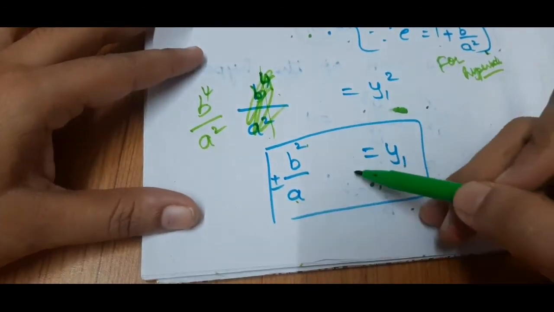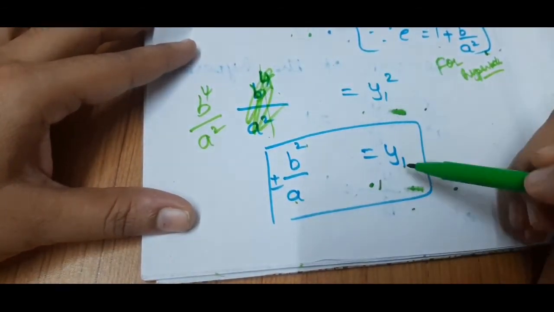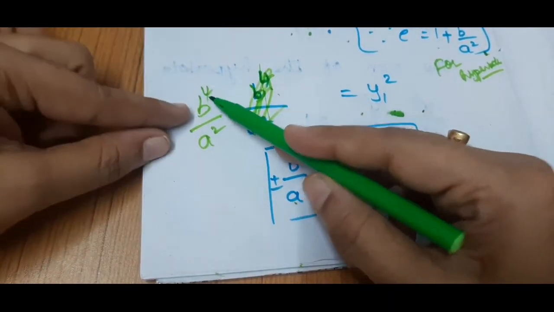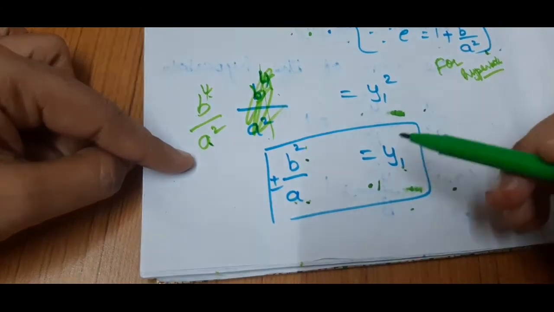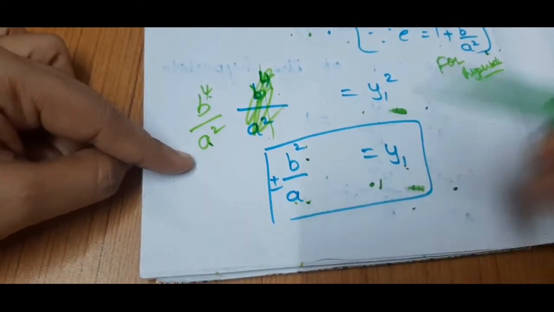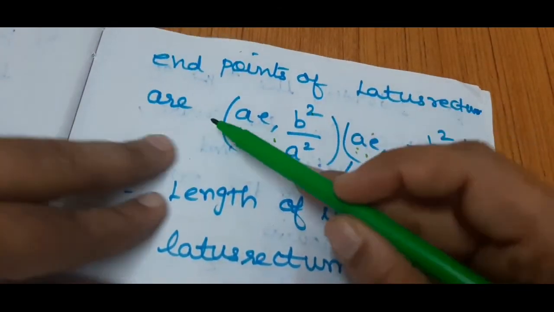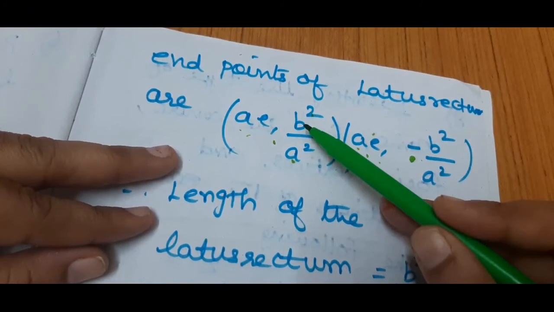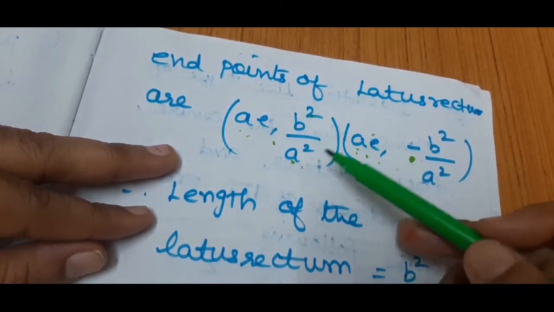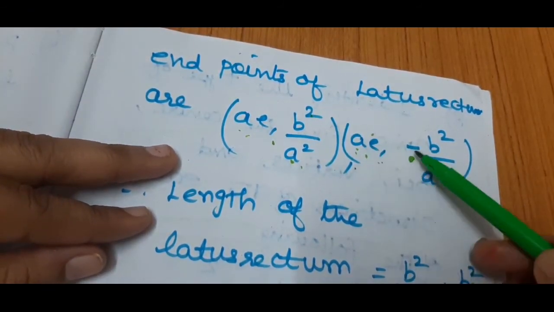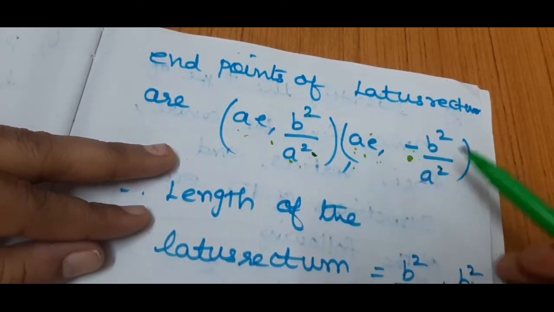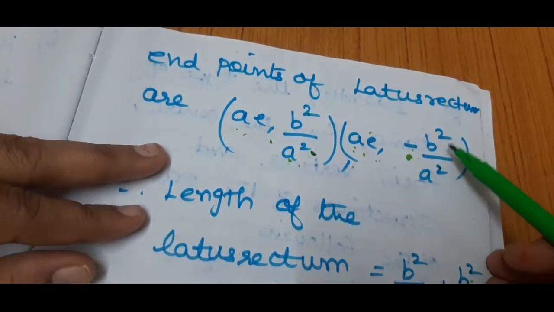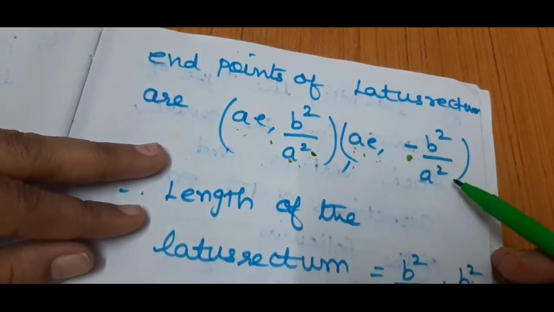So for y1 I have to find the square root. Square root of b power 4 is b square, square root of a square is a. Therefore, y1 is equal to plus or minus b square by a. Therefore, the end points of the latus rectum are AE, y1, where y1 I found is b square by a. That is AE, y1 and AE, minus y1, that will be the end points. So AE, minus b square by a.